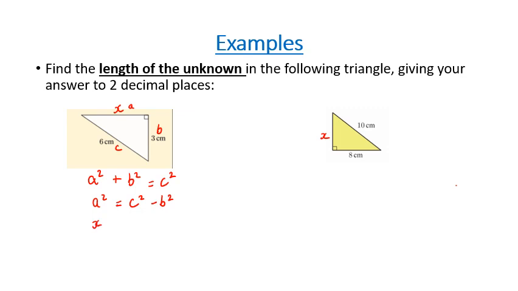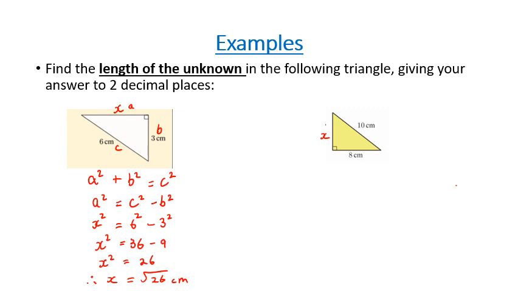A is just X, so X squared equals C squared, where C is 6, so 6 squared, take B, which is 3, so 3 squared. X squared therefore is going to be 36, take 9. 36 take 9 is actually 27, therefore X is going to equal the square root of 27 centimeters.